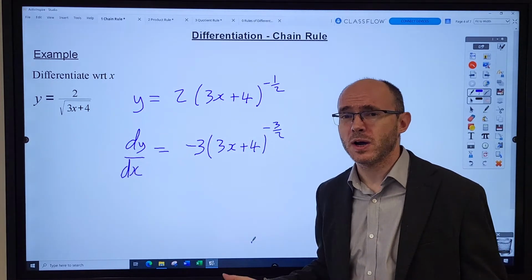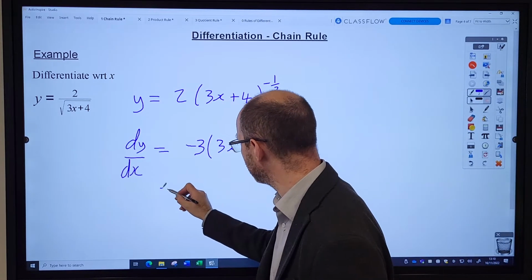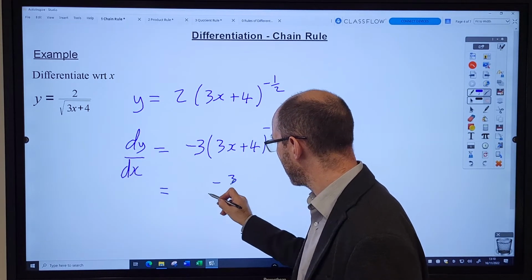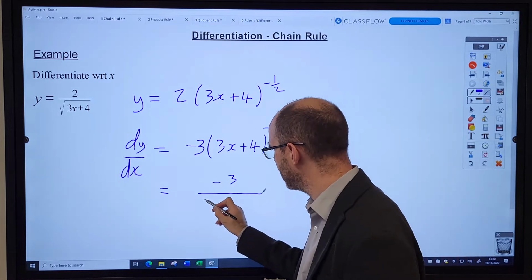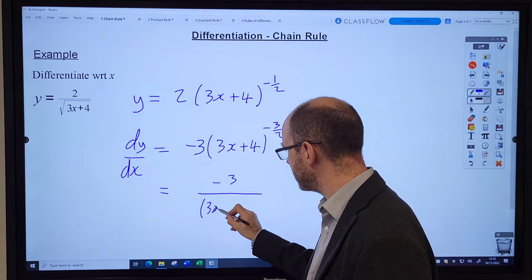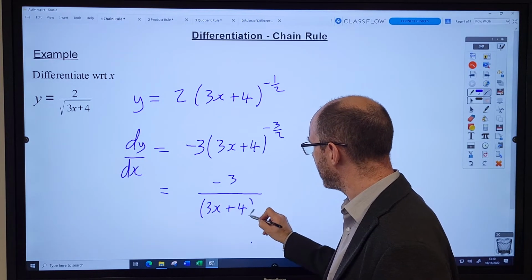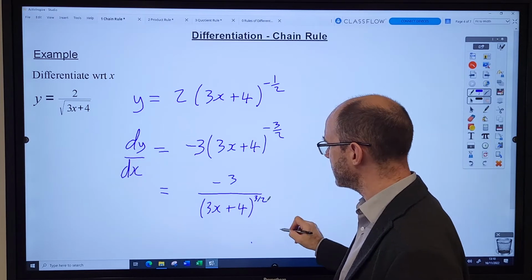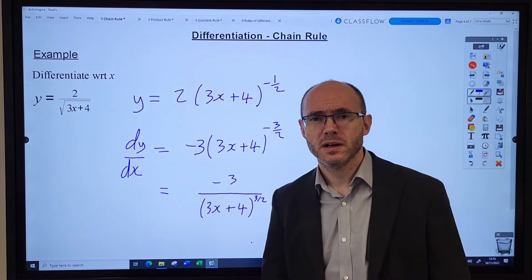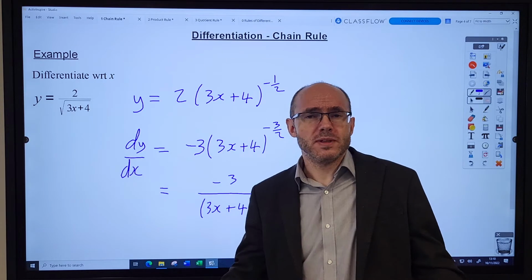Done. You don't have to rewrite it. Okay. If you did rewrite it, it would be negative 3 over, that's the negative power, and it's best to write it this way, isn't it? 3x plus 4 to the power of 3 over 2. You don't need to, that one would be fine. Okay? That's it. That's the chain rule. That's how simple it is.